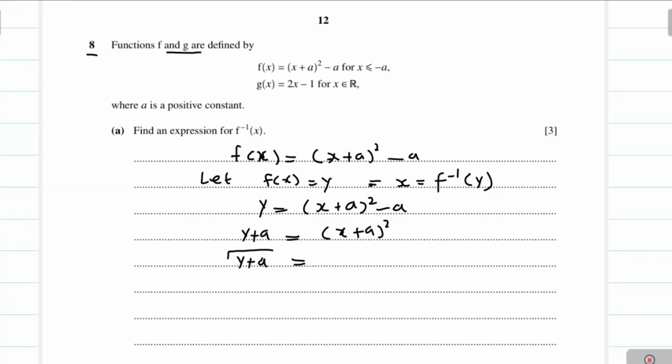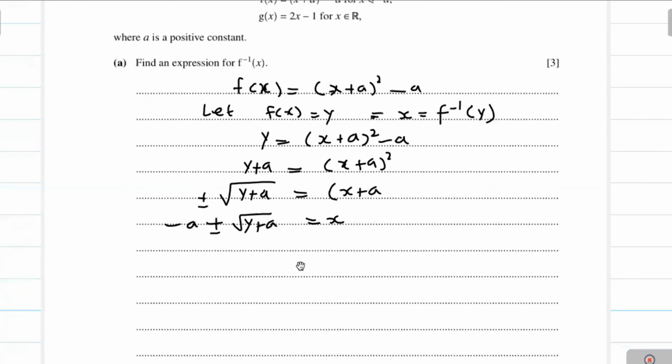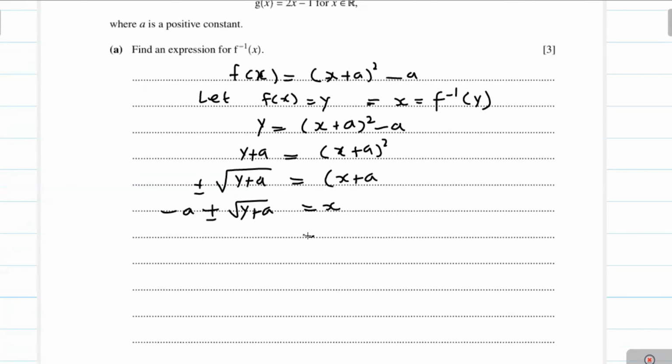Therefore, square root of y plus a equals plus or minus (x plus a), and therefore x will be equal to minus a plus or minus square root of y plus a, and we can write f inverse of y equal to minus a plus or minus square root of y plus a. We replace y with x, therefore f inverse of x will be equal to minus a minus square root of x plus a.